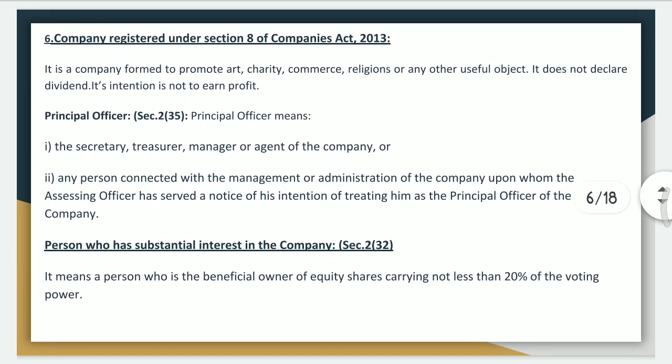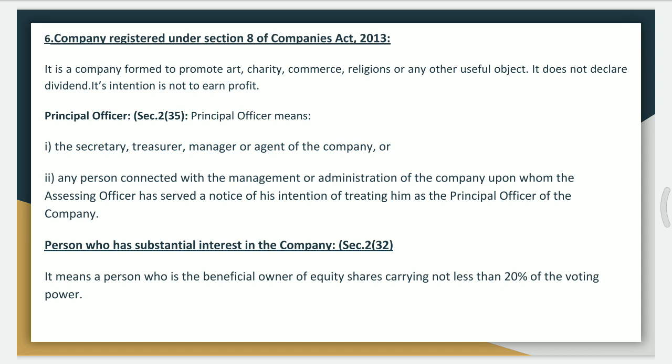Company registered under Section 8 of the Companies Act 2013. It is a company formed to promote art, charity, commerce, religion, or any other useful object. It does not declare dividends and its intention is not to earn profit. Principal officer. Principal officer means the secretary, treasurer, manager, or agent of the company, any person connected with the management or administration of the company, or any person upon whom the assessing officer has served a notice of his intention of treating him as principal officer of the company.